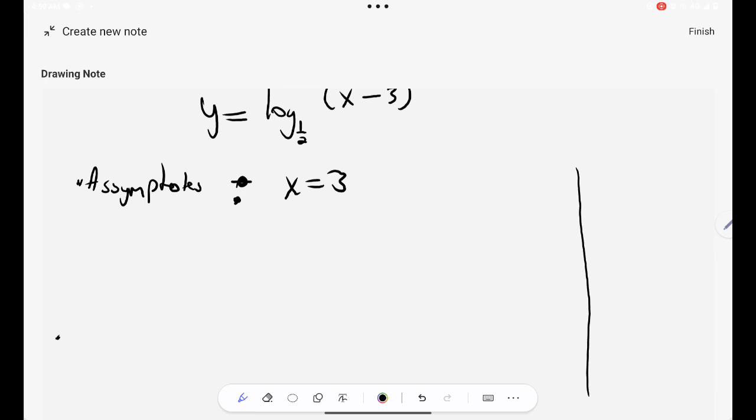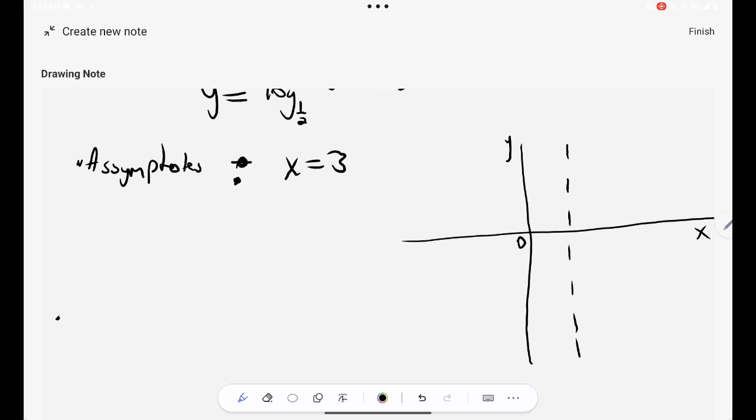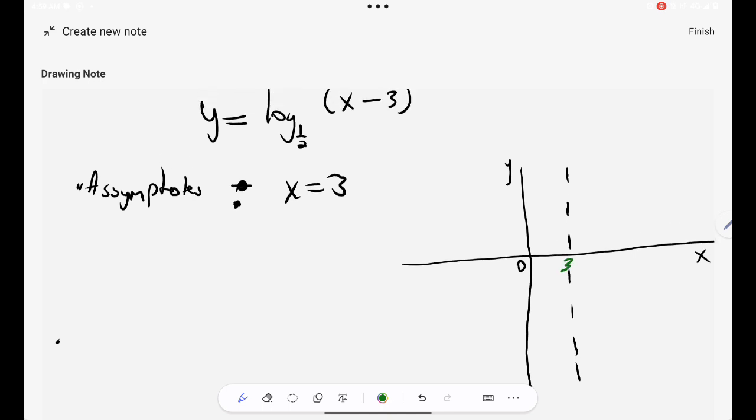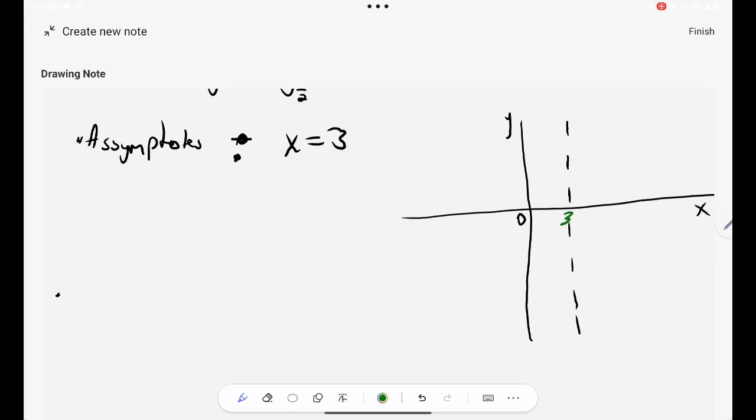You'll draw your Cartesian plane and indicate on the x-axis that there is a 3 there, which must not be touched. All together.